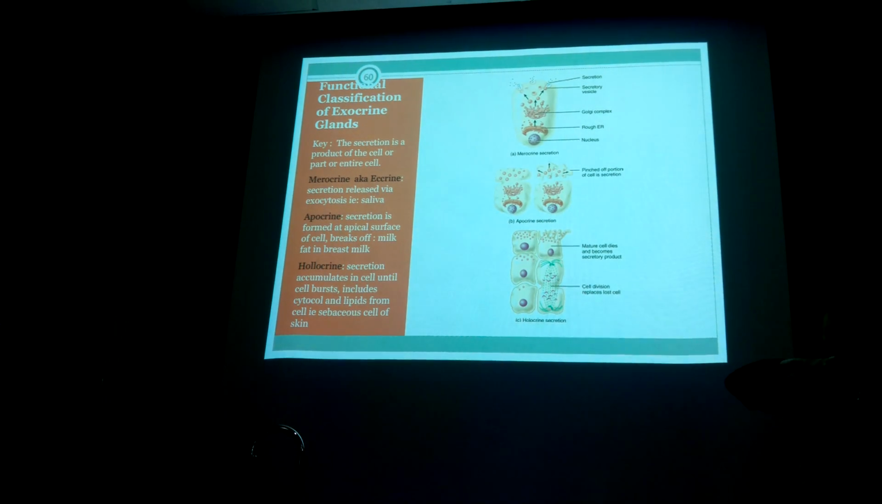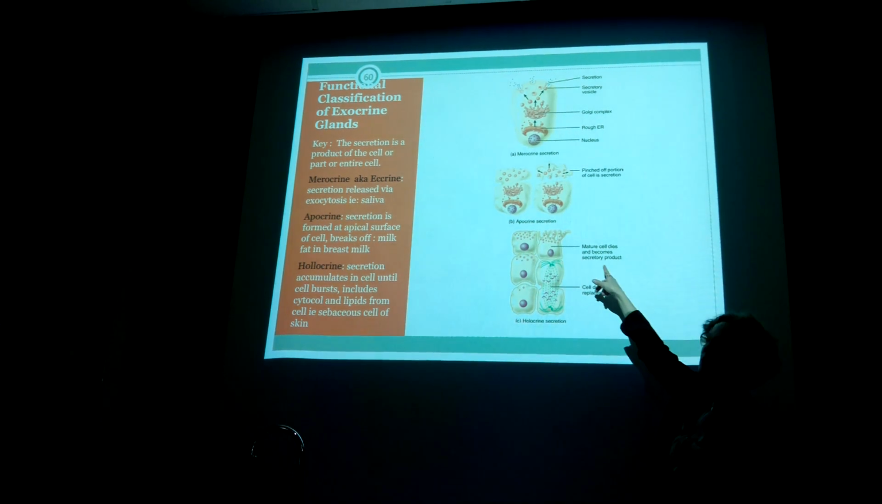So part of the cell is actually released. The product is part of the cell. And lactation is a very good example of an apocrine secretion. When the milk is released, it has parts of the cell with it, which of course is why it's so good for immunity for babies. And then sometimes the whole cell is secreted. Sometimes the whole cell becomes the secretory product.